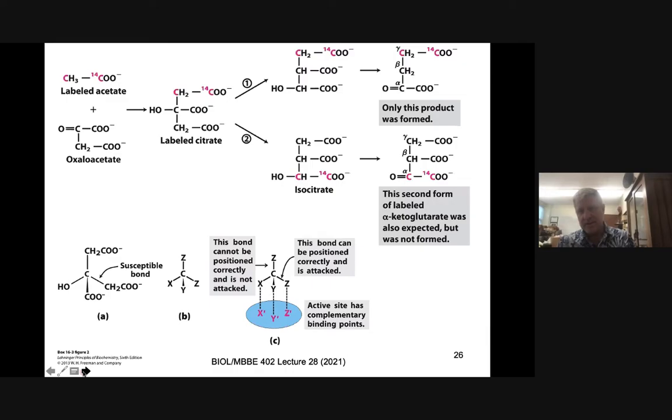But what we see is basically a preference in regards to the labeling situation, that only one product is formed, this upper number one product, in regards to the way it's attaching itself to the oxaloacetate. Okay, it's not causing this attachment here and forming a double bond oxygen on this particular carbon. So this gives us again an illustration of susceptible bond stereospecificity within these particular reactions.